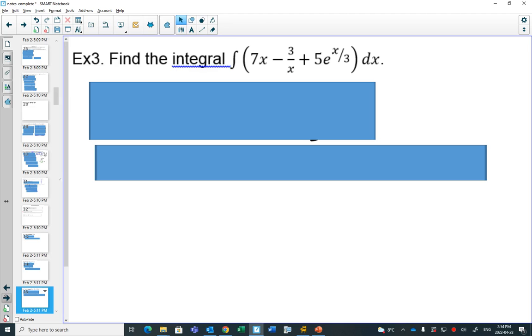If you have a bunch of them adding and subtracting, remember you can integrate each of them separately. Try this one on your own and simplify it.